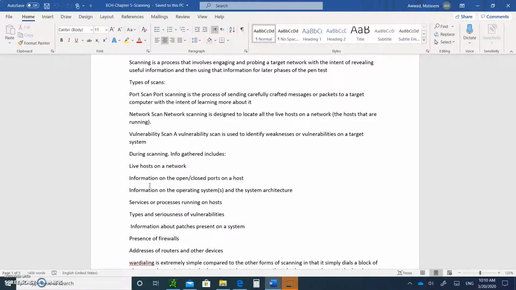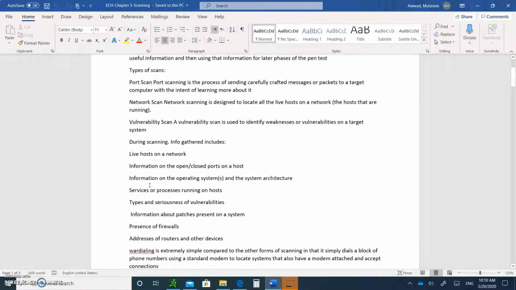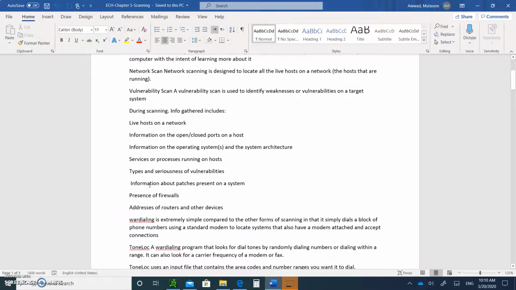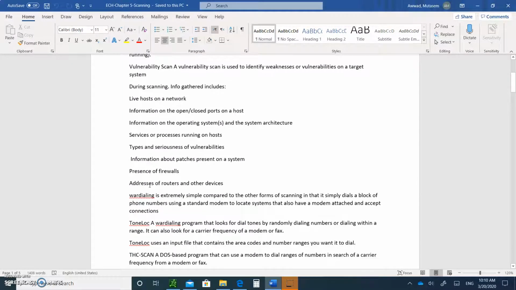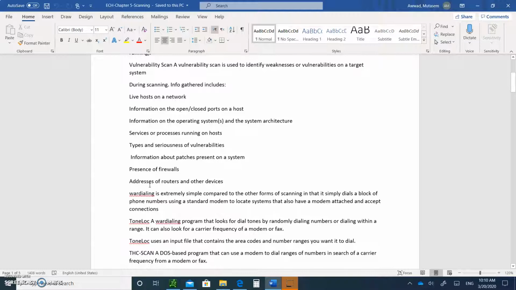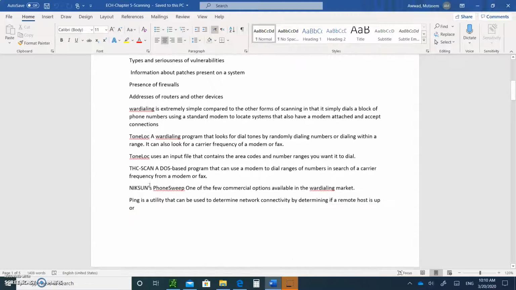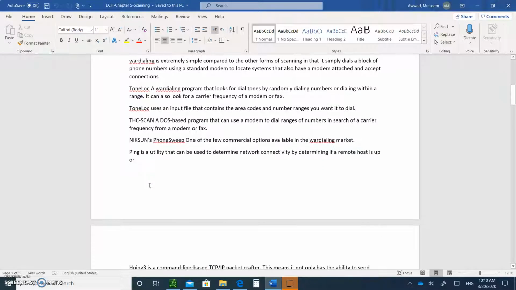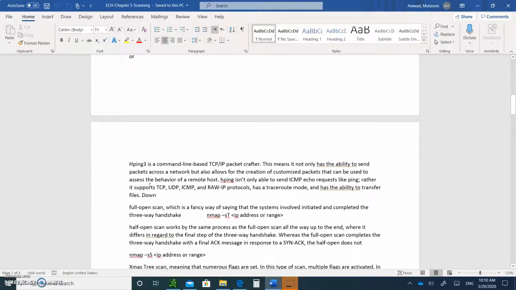Scanning can reveal information such as OS information, the operating system information, services and processes, vulnerabilities in a system, and the presence of a firewall. Some utilities that you can use: war dialing, tone loc, and the ping command, of course. Hping3 is also one, which is a ping with some added features and capabilities.